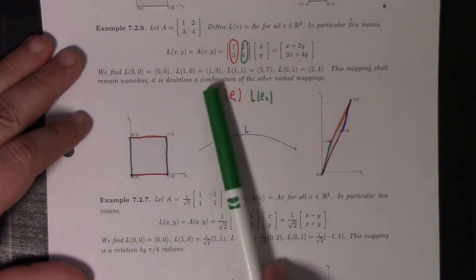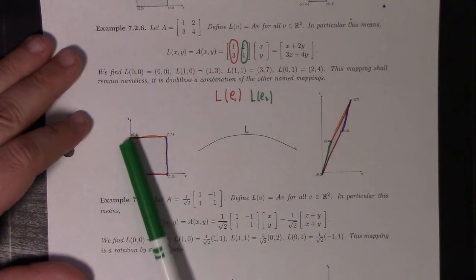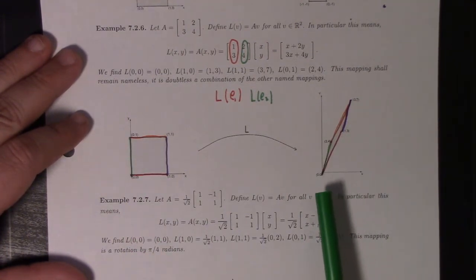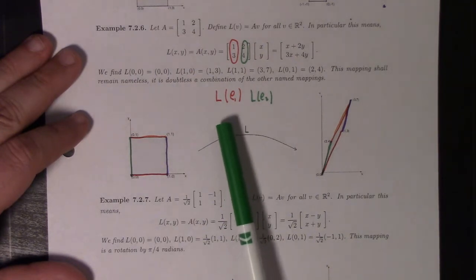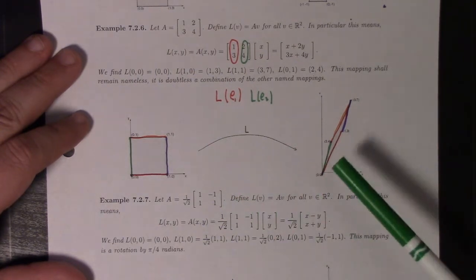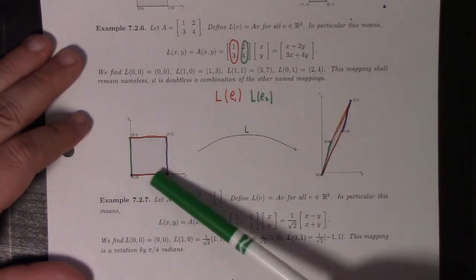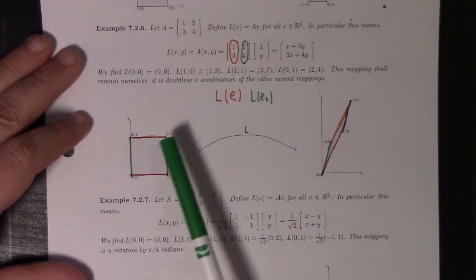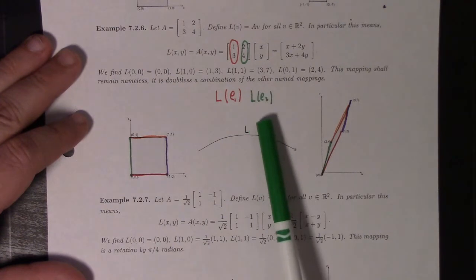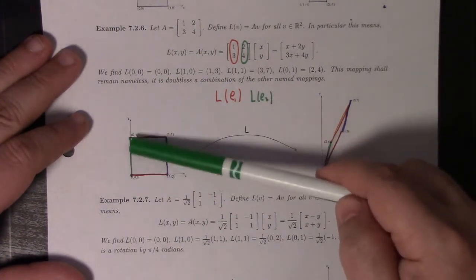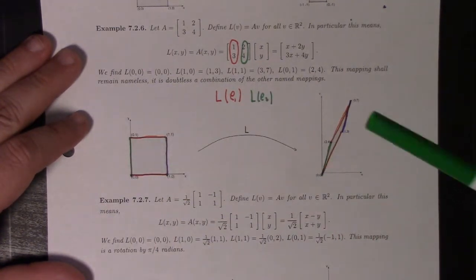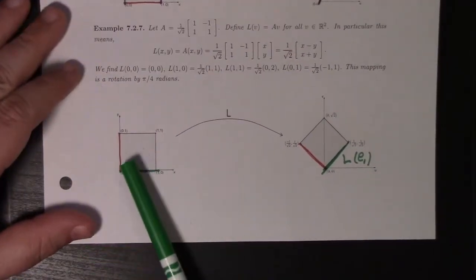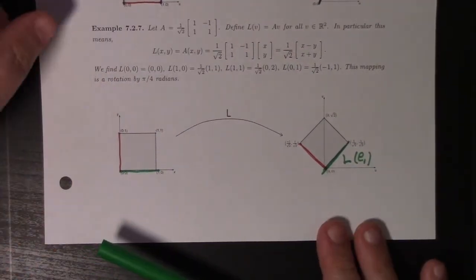But here's another one. 1, 2, 3, 4 takes the unit square and maps it to this parallelepiped. In particular, you might notice that L of E1 is where the lower line segment maps to. And it's no accident that L of E1 is the first column here, and L of E2 is the second column. That's the green map. E2 maps to that over there.